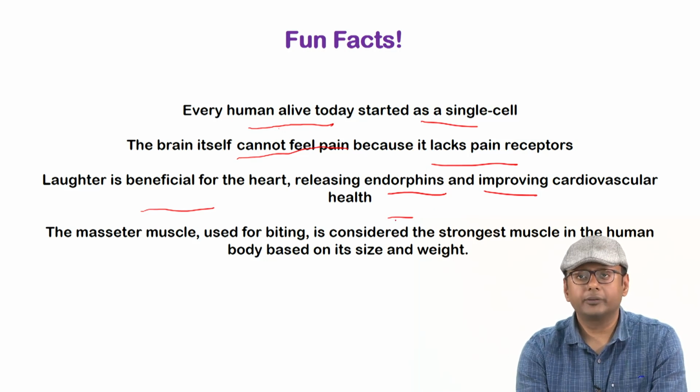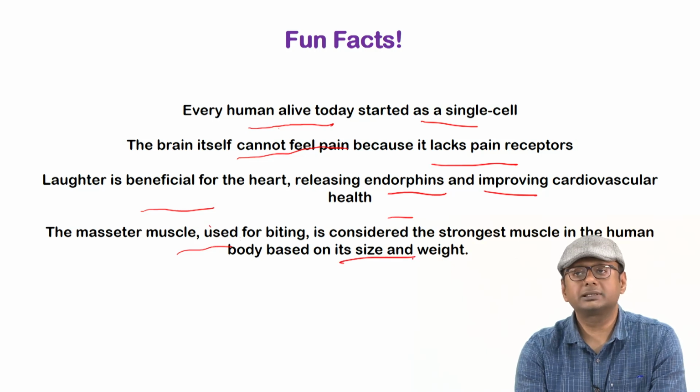Then the masseter muscle, which is used during biting, is one of the strongest muscles in the human body based on its size and weight. We have a lot of strong muscles, which are very important, but the masseter muscle is one of the strongest muscles in our body.